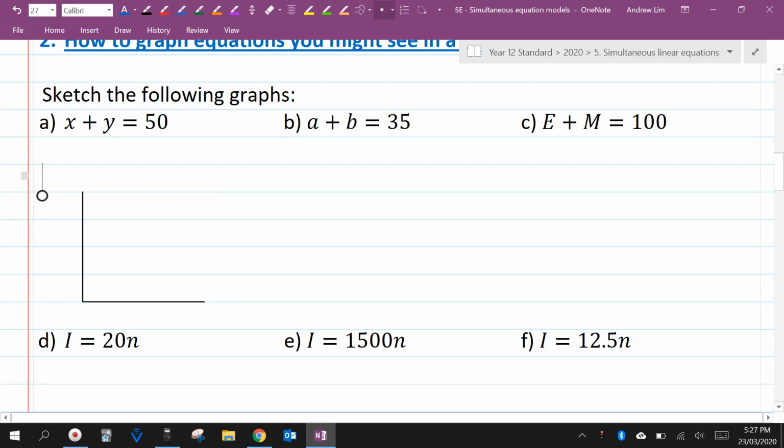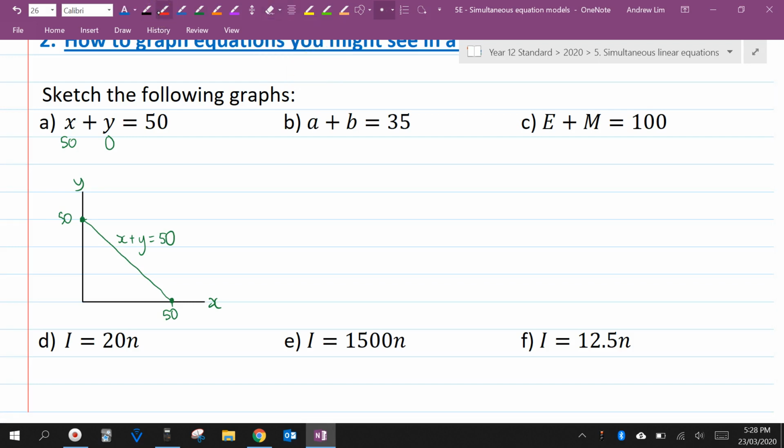So here x plus y is equal to 50. Let's label this x and this one y. If x was 0, y would be 50, because 0 plus 50 is 50. However, if y was 0, x would have to be 50, because 50 plus 0 is 50. And so from there we can draw a straight line, and that line is x plus y is equal to 50.